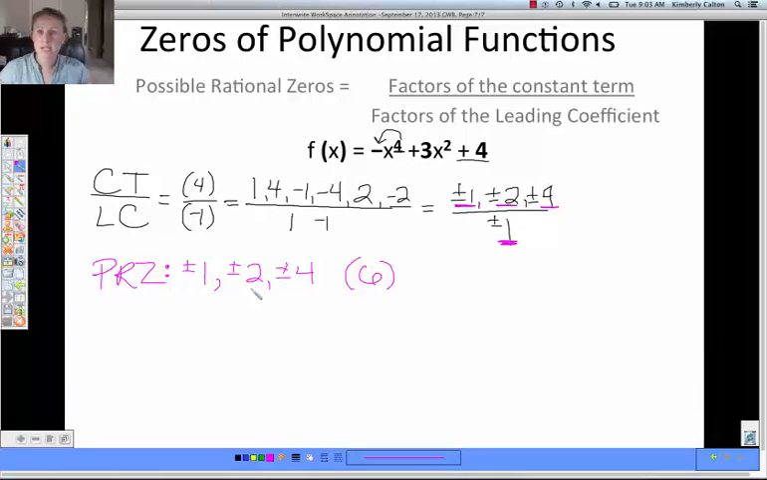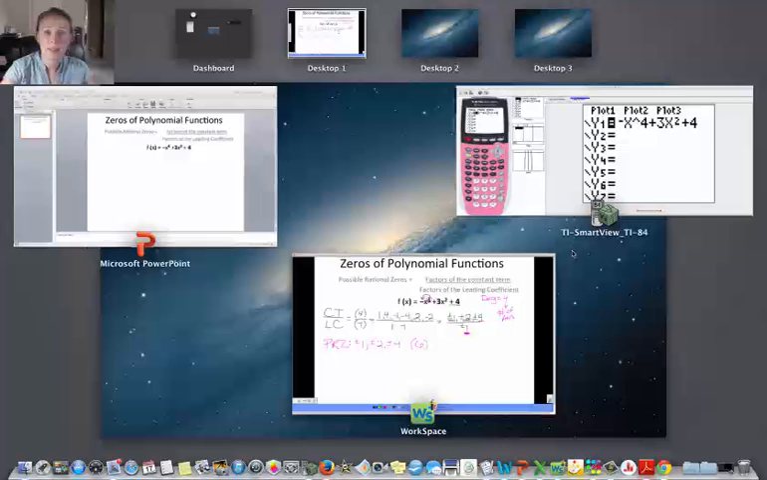Well, now we want to decide how many answers we have. So to do that, we look at the degree of the function, and we notice that the degree happens to be 4. Since the degree is 4, then 4 is the number of answers that I should have when I'm finished. So to do this, we're going to use our calculator.